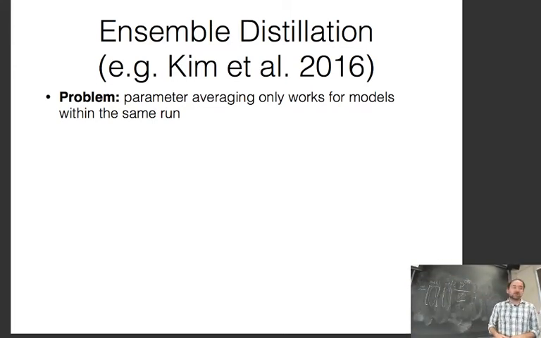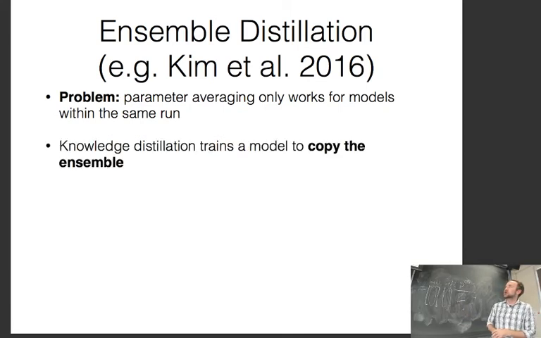But we would still like to have the advantage of parameter averaging, which is that we don't have to actually run M models at test time. So ensemble distillation, or knowledge distillation, basically trains a model to copy the predictions of the ensemble.